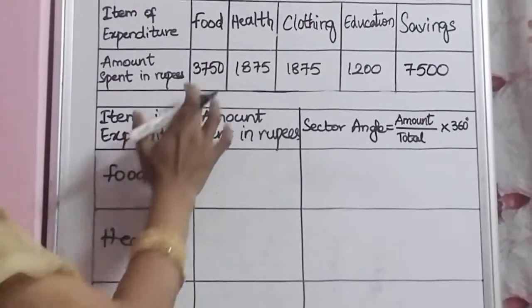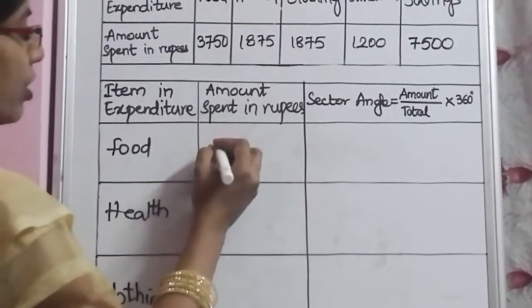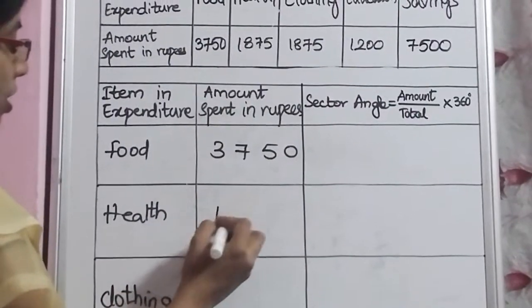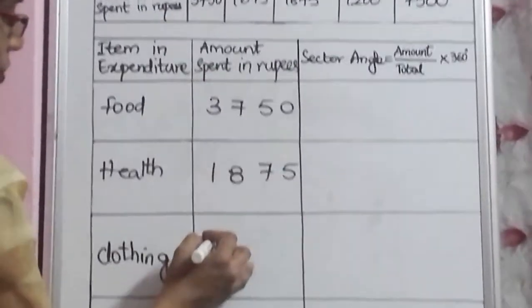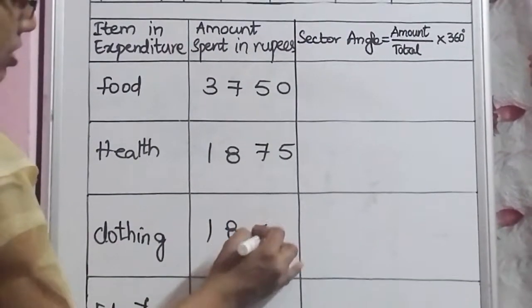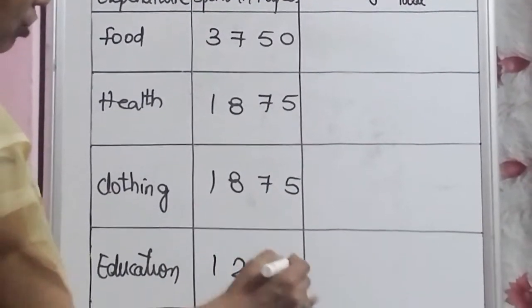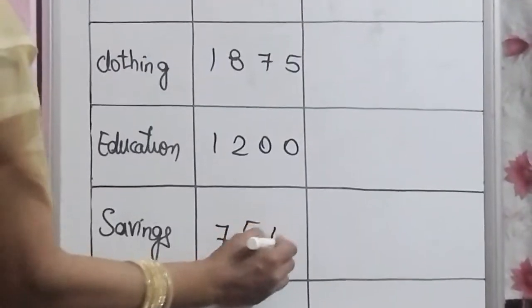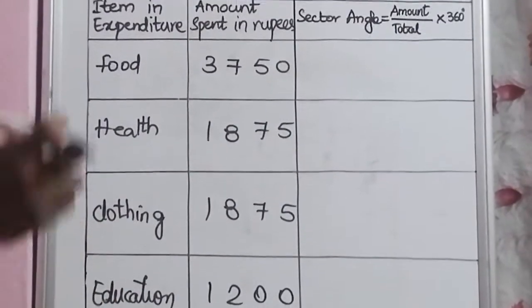Okay. So now we have to copy the amount spent in rupees. This part nicely, neatly one below the other. 3,750, 1,875, 1,875, then 1,200, 7,500. Okay. So here we are going to find out the angle.